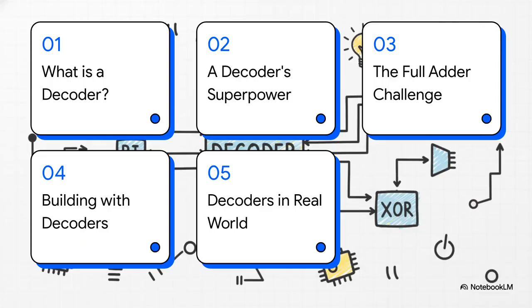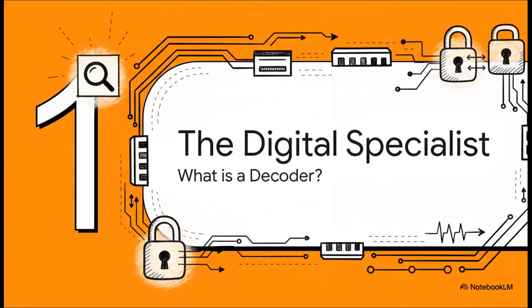So here's the game plan. We're going to start with the basics. What exactly is a decoder? Then we'll uncover its hidden superpower that lets it build basically any logic function you can dream up. After that, we're putting it to the test with a big challenge, building a full adder, which is the heart of all computer math. And finally, we'll zoom out and see where these incredible little devices are hiding in the world all around us.